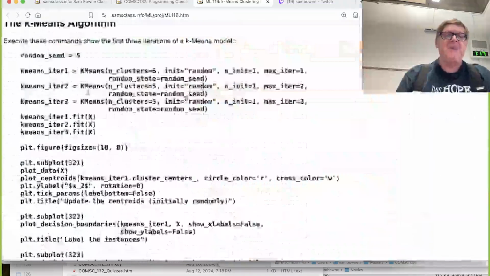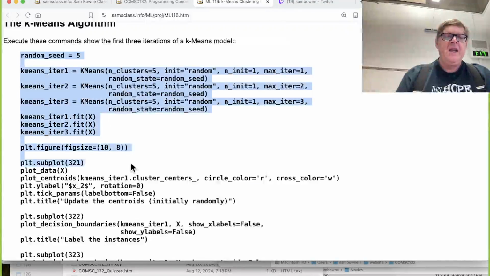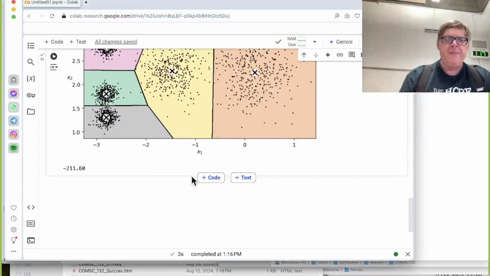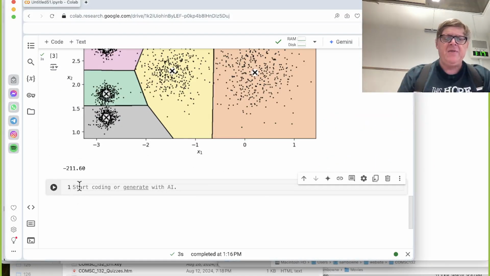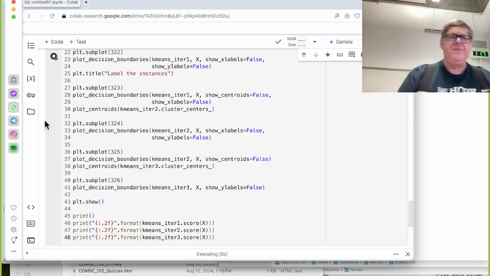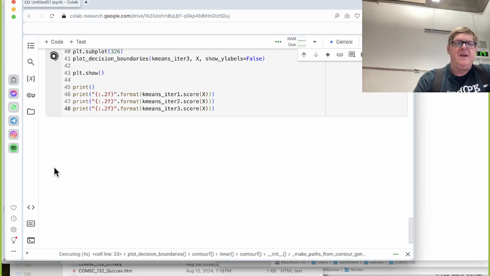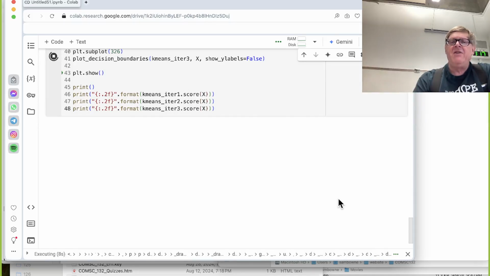Anyway, it is very simple. The algorithm is very simple. And this one should show the steps. There we are. So if I run this one, it should show me the first several iterations of this. Iteration 1, 2, and 3, which will help make it obvious how it works.